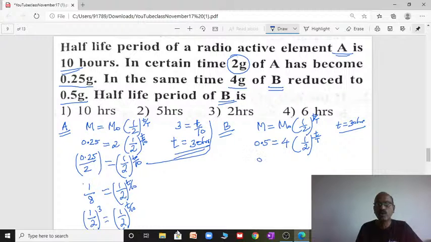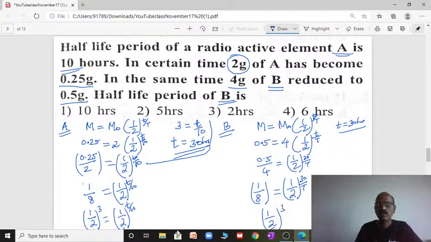Now 0.5 by 4 equals 1 by 2 whole power 30 by half-life. Multiply and divide by 10. You will get 5 by 40, which is nothing but 1 by 8. 1 by 8 equals 1 by 2 whole power 30 by T. This can be written as 1 by 2 whole power 3 equals 1 by 2 whole power 30 by T. Since bases are equal, exponents are also equal. So 3 equals 30 by T. Half-life equals 30 by 3. It is 10 hours. A is the correct option. 10 hours is the half-life period of the second one.